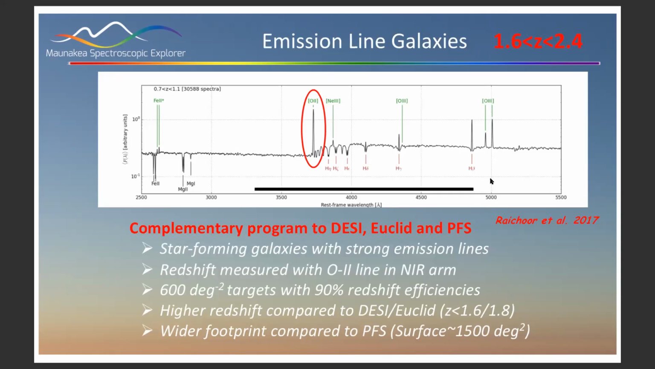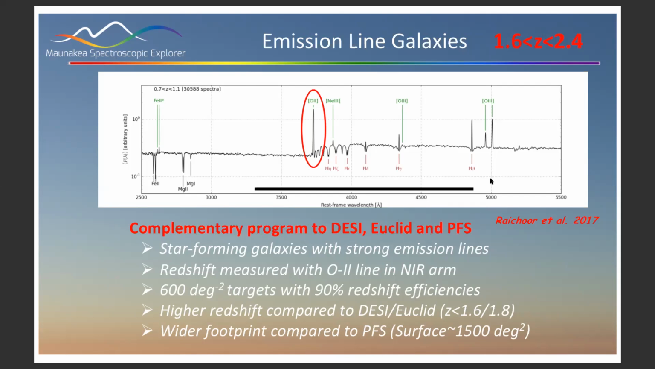So this means that here we are going to cover a region not covered by DESI or even by Euclid, because we can consider that the upper limit in terms of redshift for Euclid is of the order of 1.8. And compared to another program, PFS, we are going to multiply the surface by a factor of 6.